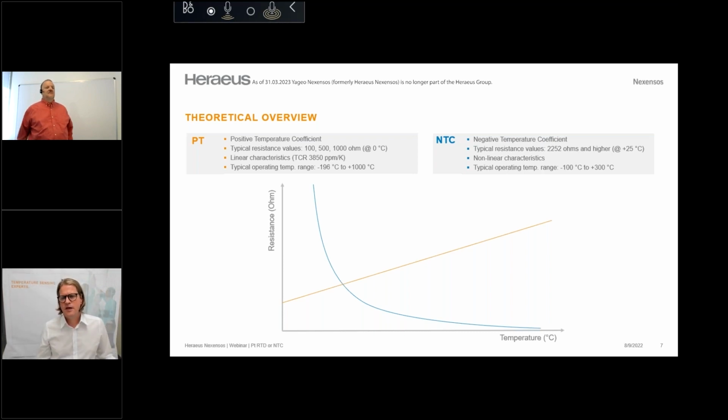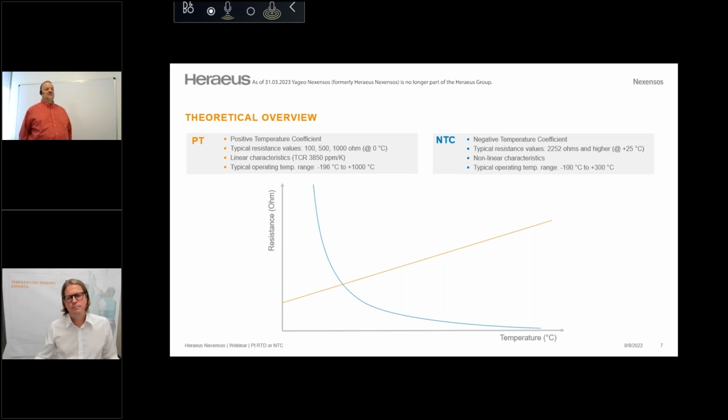Most NTCs have operating temperatures starting at minus 50, minus 100 degrees, up to 100 or 150. Some special ones have also the chance to work up to 300 degrees, and there are really very special versions of those NTCs which are able to survive up to temperatures of 750 degrees. In comparison, our PT element is able to work from minus 196, let's say minus 200, up to 1000 degrees, which is quite a big range compared to the NTC world.